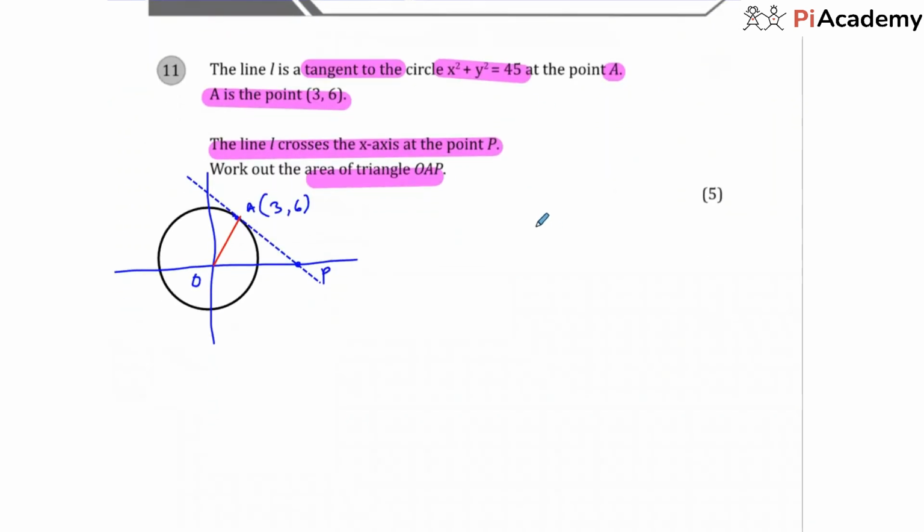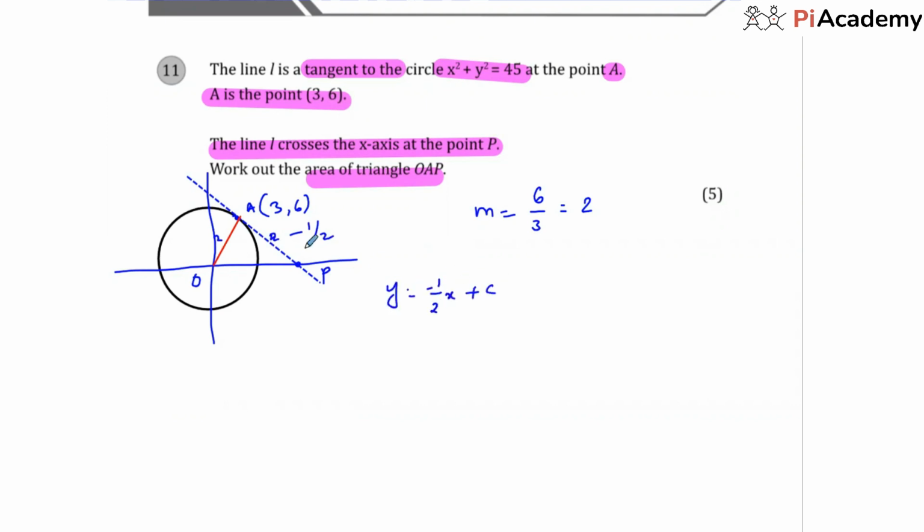You find the gradient of the radius, so OA. You do change in y over change in x, which is 6/3. So the gradient is 2. The tangent meets the radius at 90 degrees, so it's perpendicular. So the gradient of the tangent is the negative reciprocal, which is -1/2. And then you form an equation y equals -1/2 x plus c.